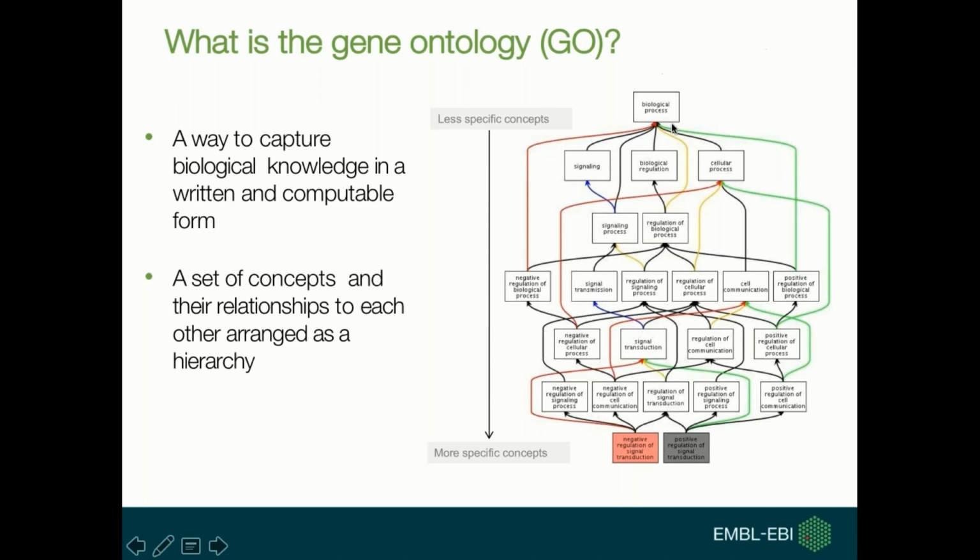So as you see on the slide here, we have this tree of terms. These are all GO terms, going from less specific concepts at the top to more specific concepts. At the very top we have biological process, which is the parent term for this entire branch of the ontology, which has multiple children, all connected with different color arrows, which represent the different relationships between the terms themselves.